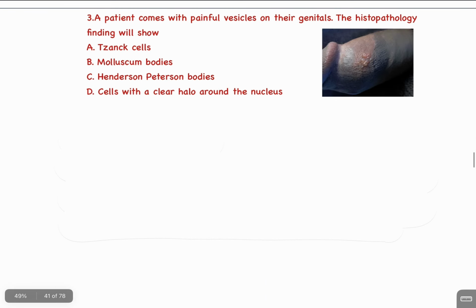Question number 3. A patient comes with painful vesicles on their genitals. The histopathology finding will show A. Tzanck cells, B. Molluscum bodies, C. Paterson bodies, D. Cells with a clear halo around the nucleus. इसका आंसर है A, Tzanck cells.